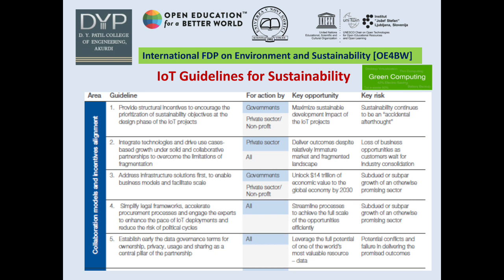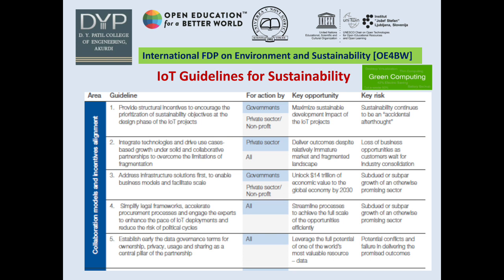Now let us move to the IoT guidelines for sustainability. IoT, as I already said, is one of the applications of green computing, so it plays a very important role in environmental sustainability. As far as the guideline is concerned, it provides the structural incentives and encourages the prioritization of sustainability objectives. There are various objectives to be designed, and the action has to be decided by the government and private sectors. There are various key opportunities and some key risks, that is, sustainability continues to be an accidental afterthought. These are a few guidelines that I have described here.